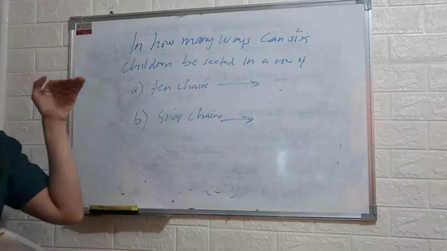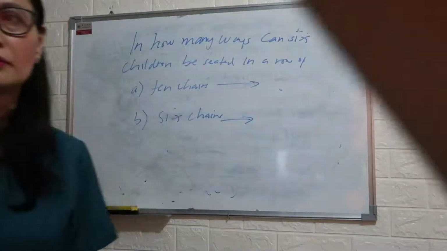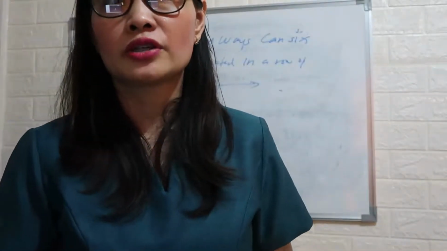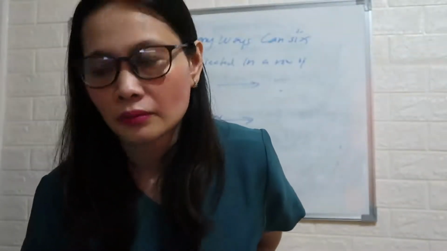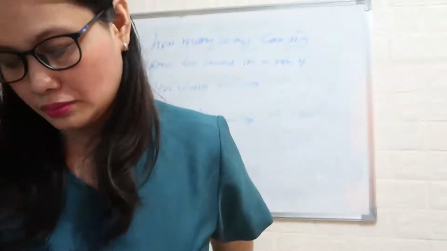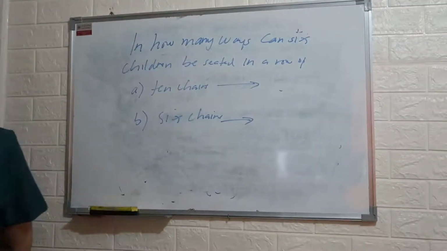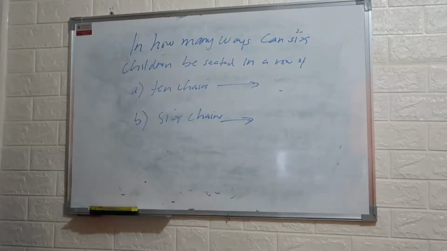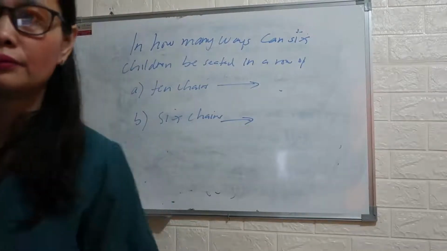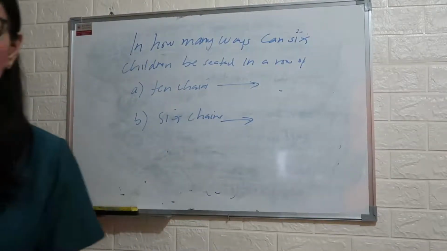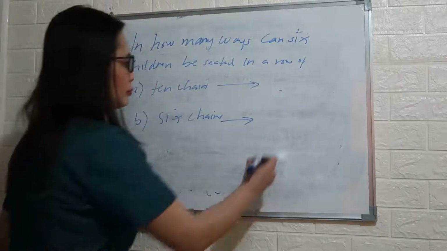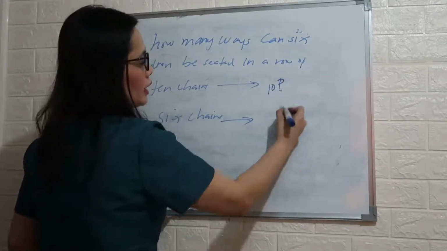So there are 10 chairs. Okay, there are given 6 children. So how do we answer it? Can anyone answer it? How do we answer it? Using the second rule. Permutation of n taken r. So that will be 10 taken 6.